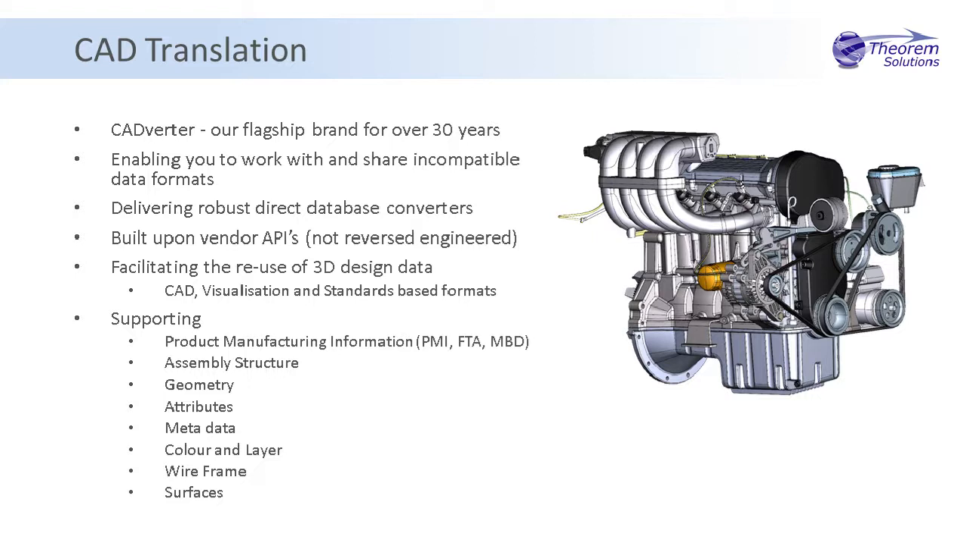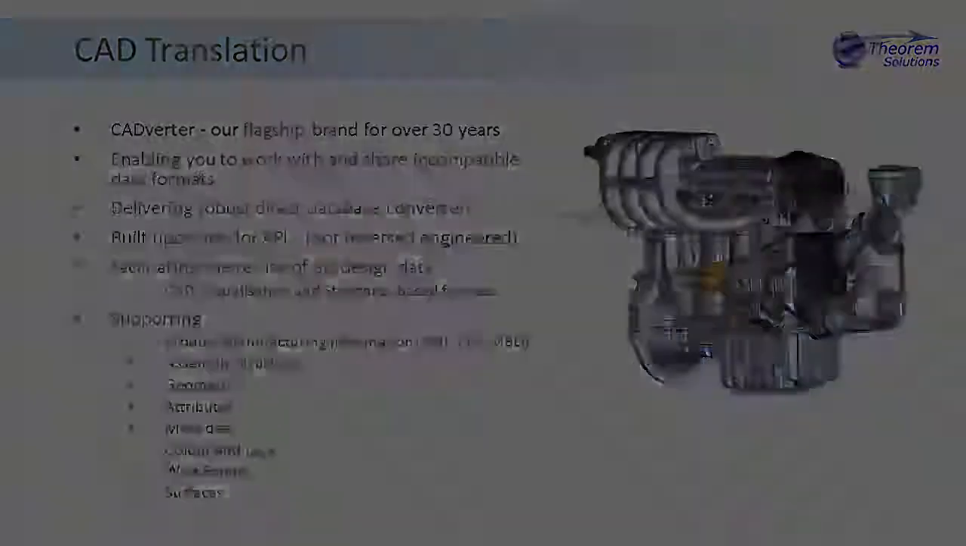So as I touched on earlier, CADverter, our CAD translation flagship brand, is what we've always done. So in our development teams and our consultancy team and support team, CAD and engineering is obviously the main focus. And as I touched on, the APIs we work with in order to give you the best quality data, essentially. And what that supports: things like PMI, model-based definition, assembly structure, geometry, attributes, color information, wireframe. This by no means is an exhaustive list, but it just gives you an idea of the intentions of what we try and exchange from system A to system B.